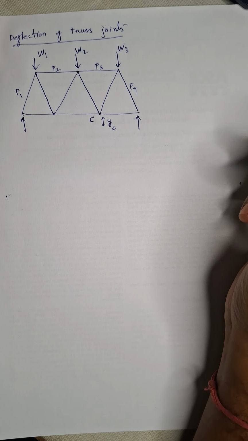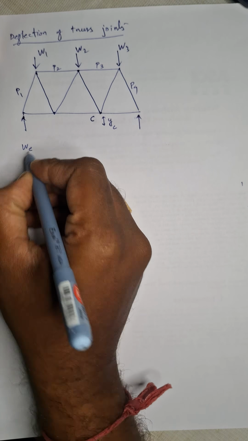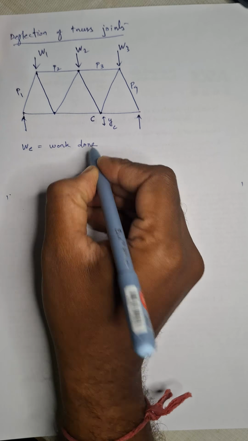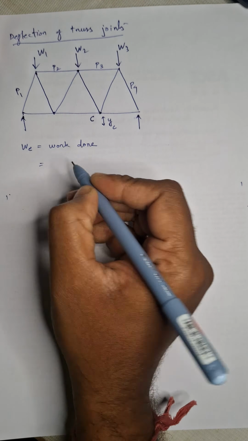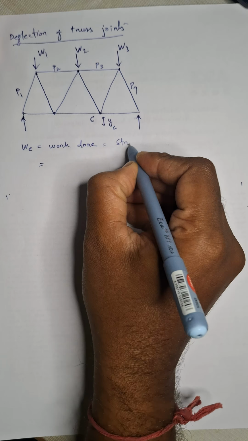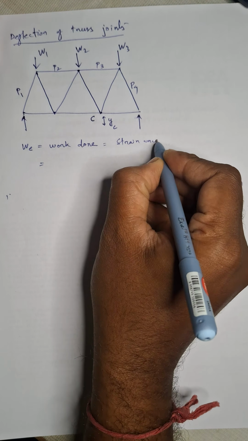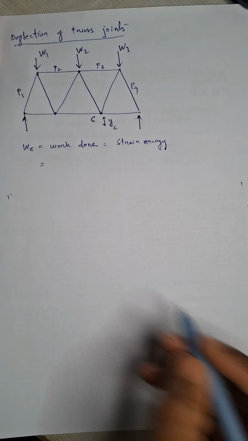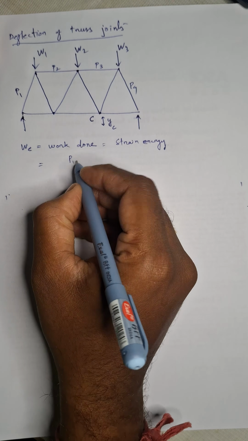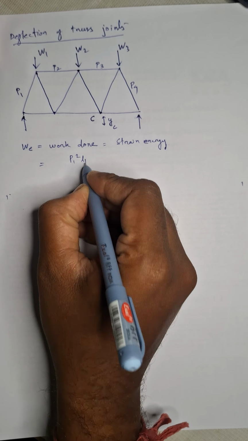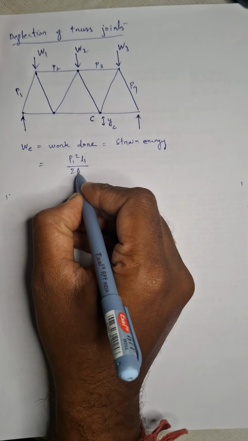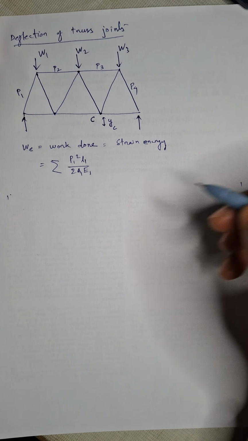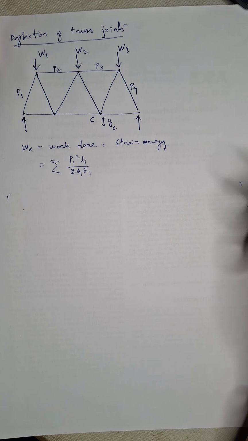Okay, so this can be, let's consider WE, the work done. The strain energy must be equal to the work done, so this will be equal to the strain energy. This work done can be found by the formula using P1 squared L1 divided by 2 A1 E1, summation over all the members. We have already studied this while studying strain energy.